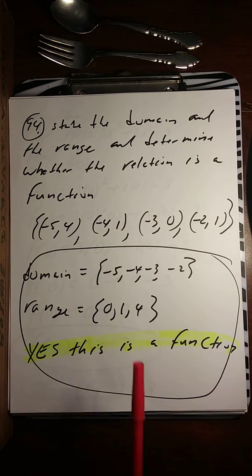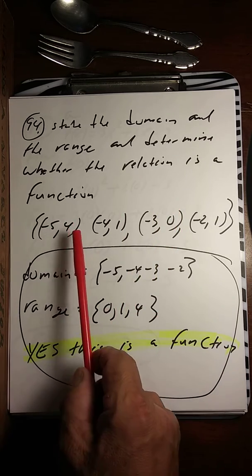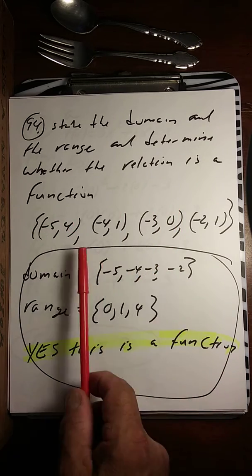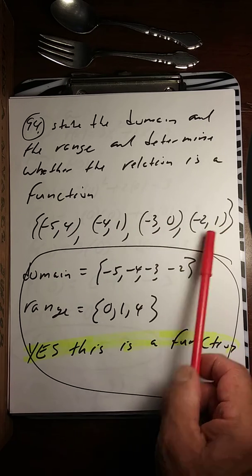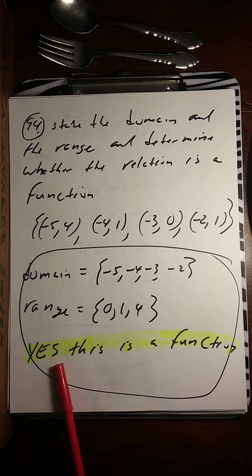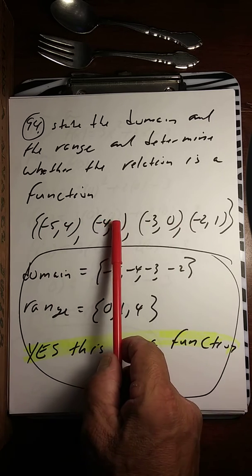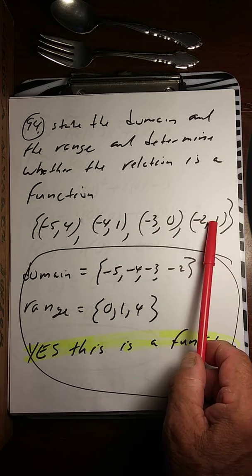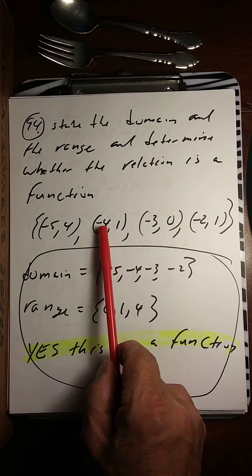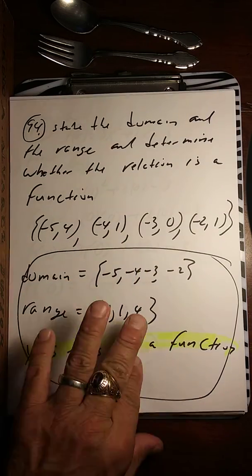Alright, state the domain and range and determine whether the relation is a function. Domain is all the first numbers: negative 5, negative 4, negative 3, and negative 2. Range is all the second numbers: 4, 1, 0, 1. So we have 4, 1, 0. Yes, this is a function because negative 5 goes to 4, that's it. Negative 4 goes to 1, negative 3 goes to 0, negative 2 goes to 1, and each only goes there. So yes, this is a function.